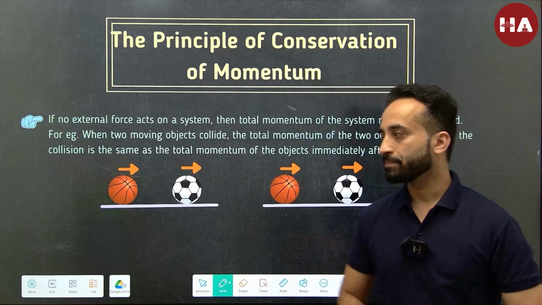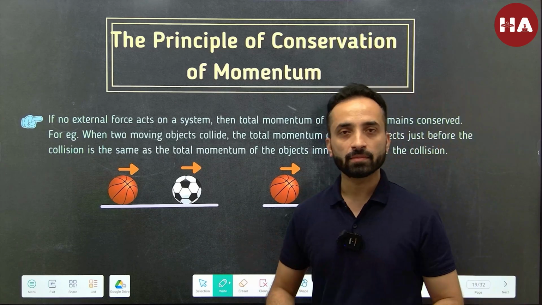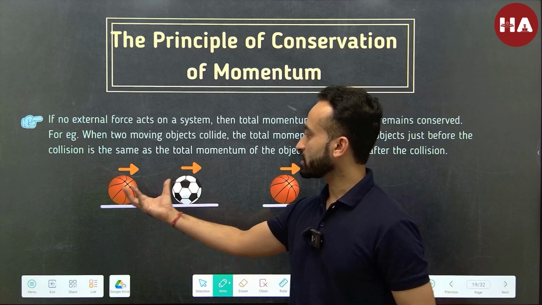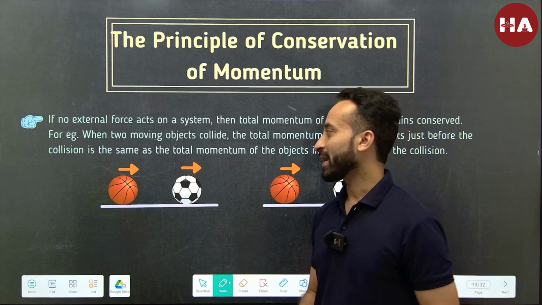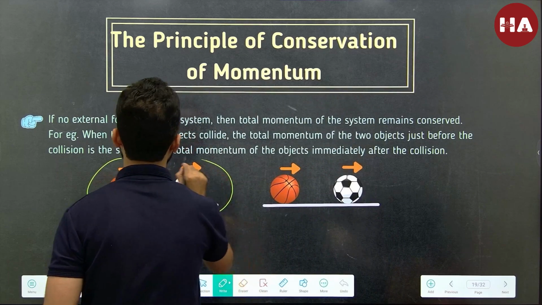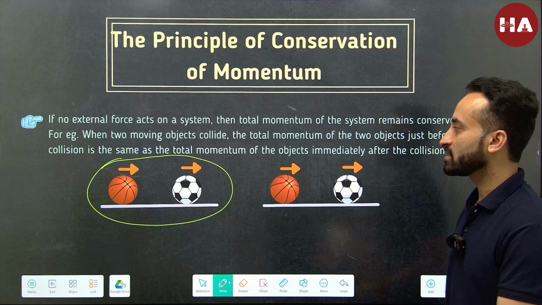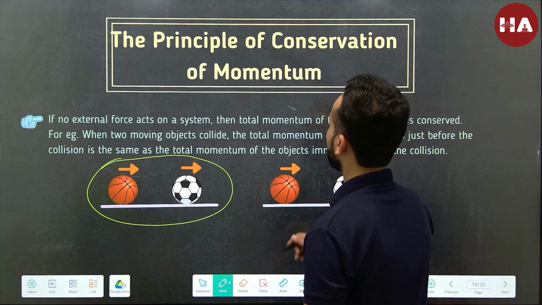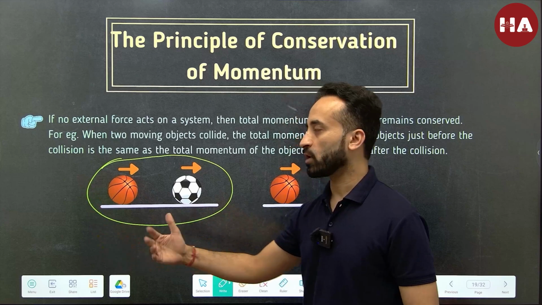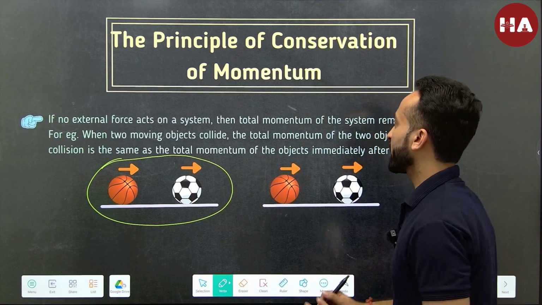Okay. So now imagine we have a system comprising multiple objects. Let's say there is this basketball and this football, and these are two different objects. But what if we combine them as one system? So even if the basketball would hit the football or the football will hit the basketball, whatever it is, there is no external force on them.